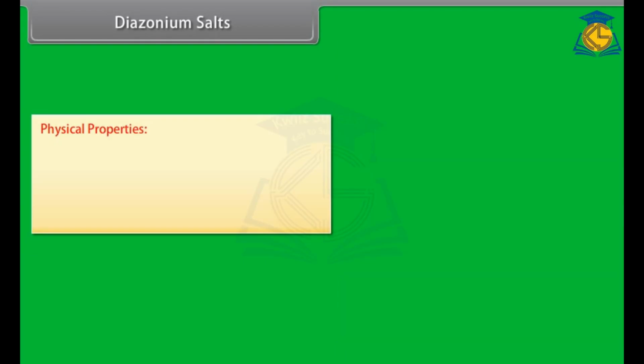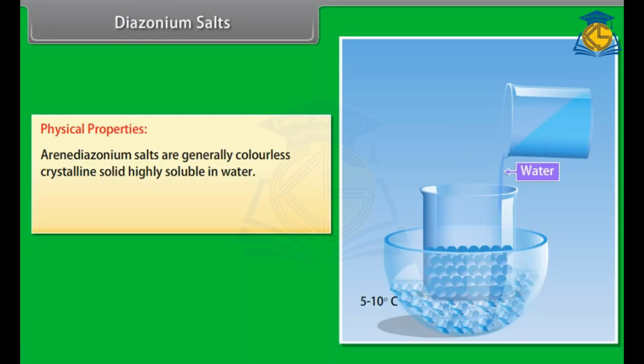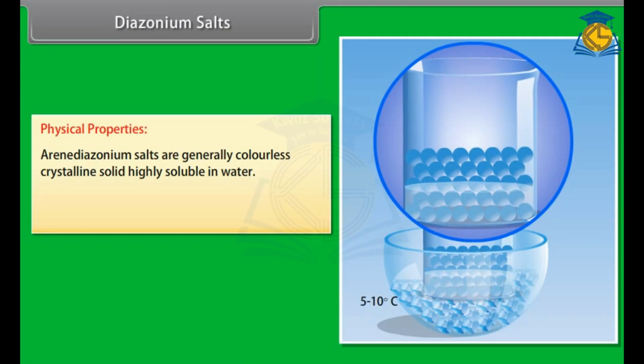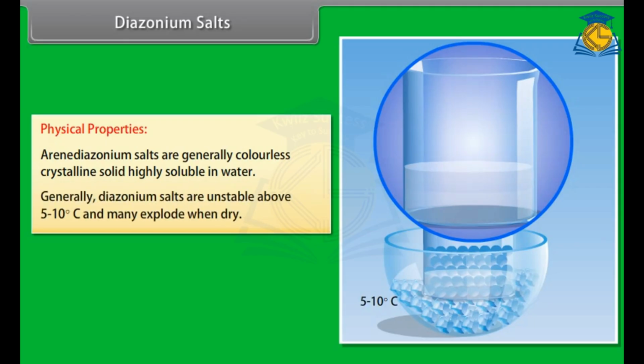Physical properties. Arene diazonium salts are generally colorless, crystalline solids, highly soluble in water. Generally, diazonium salts are unstable above 5 to 10 degrees Celsius and many explode when dry.